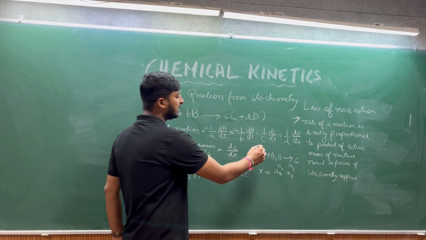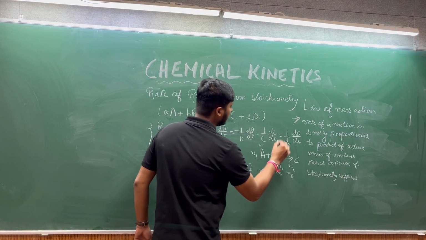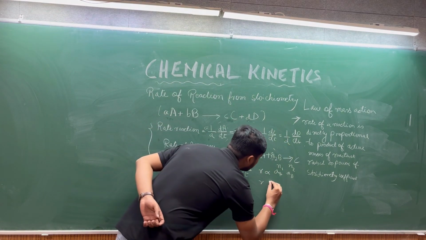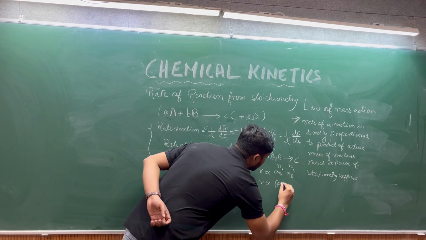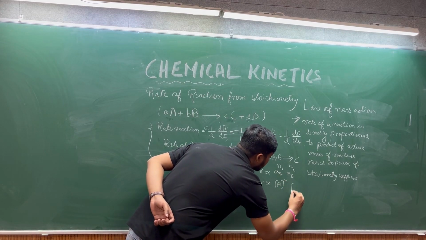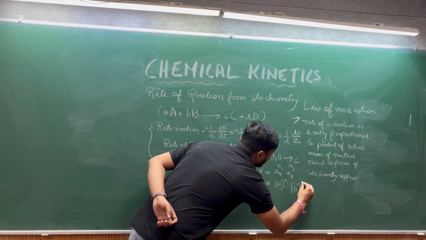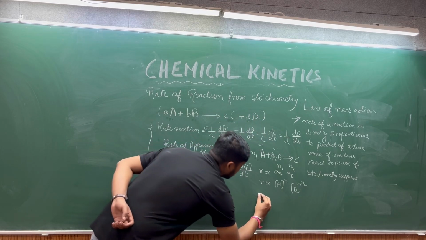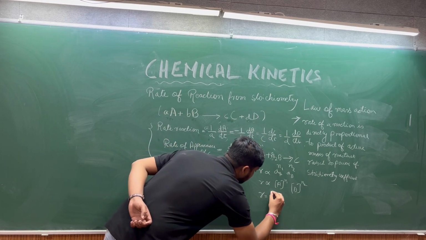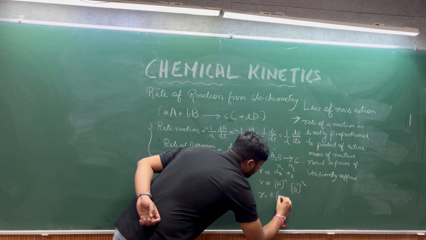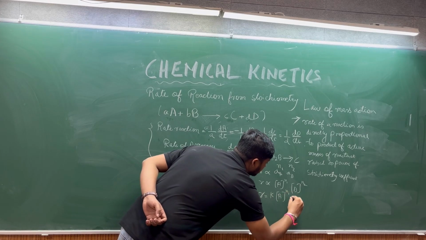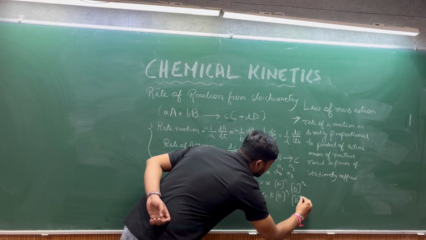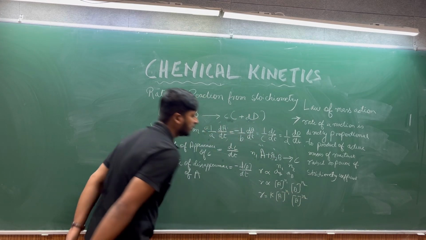So let us suppose these are aqueous reactants. So rate of the reaction will be proportional to concentration of A raised to the power N1 and concentration of B raised to the power N2. If we remove the proportionality constant, we will write K times concentration of A to the power N1, concentration of B to the power N2.